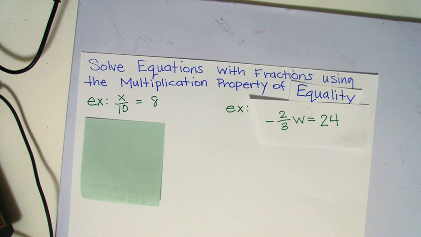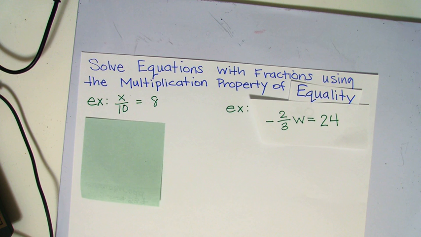In this last video, with solving equations with fractions, we're going to focus on the multiplication property of equality. I have two examples here. The first one is x over 10 equals 8. We can read that x over 10 as a division problem. X divided by 10 equals 8.